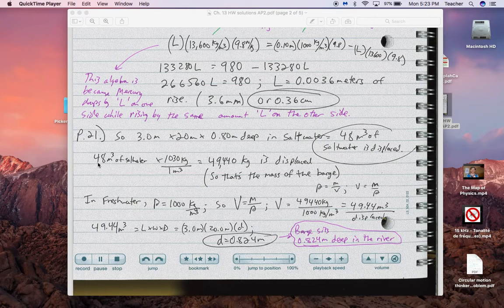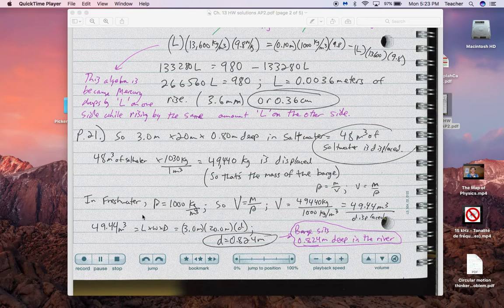So I multiply length times width times depth, which got me the volume of the salt water that was displaced, multiplied the volume by the density. That tells me the mass of the salt water that's displaced. So that's the mass of the barge. So in fresh water with less density, I see that I'm going to end up with more volume displaced to support the same mass.